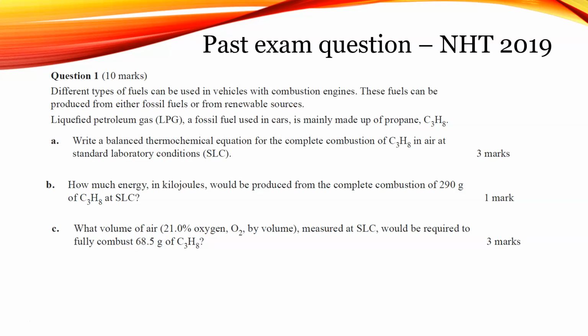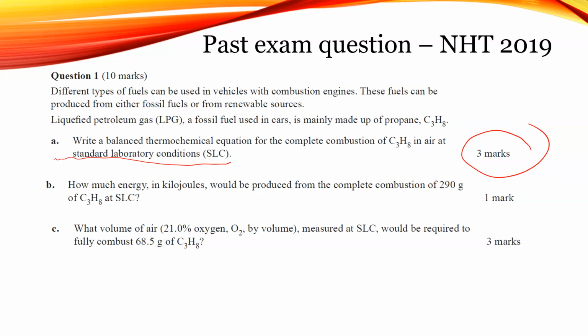So this one was the 2019 exam, and it was talking about different types of fuels being used in vehicles with combustion engines. Yep, that's what we're talking about. Liquefied petroleum gas is made up mainly of propane. So the first thing they're asking for is a balanced thermochemical equation for complete combustion of propane in air at standard laboratory conditions. So notice there's a very generous 3 marks there.